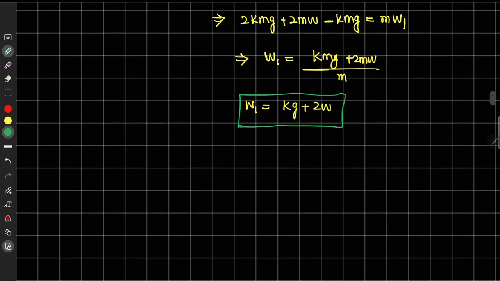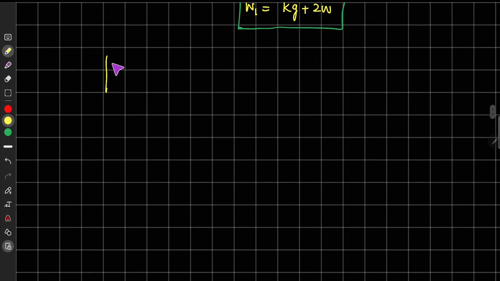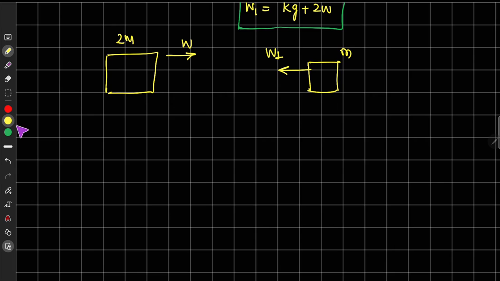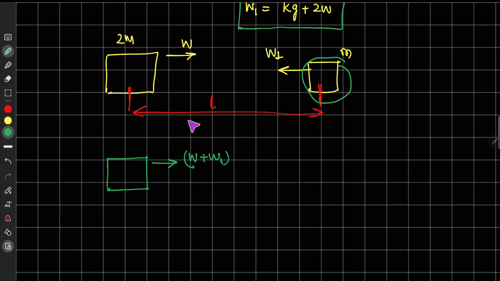Now we have two bodies. One has mass 2m, going in this direction with acceleration w, and the other has mass m, moving in this direction with acceleration w1, and the distance between these two masses is given as L. If we use the concept of relative motion and make this mass m at rest, then the mass 2m will move in this direction with acceleration w plus w1, and it has to travel a distance of L.